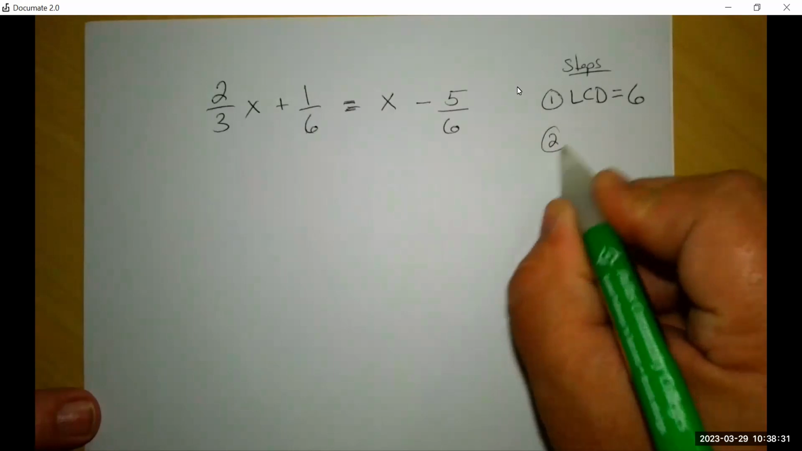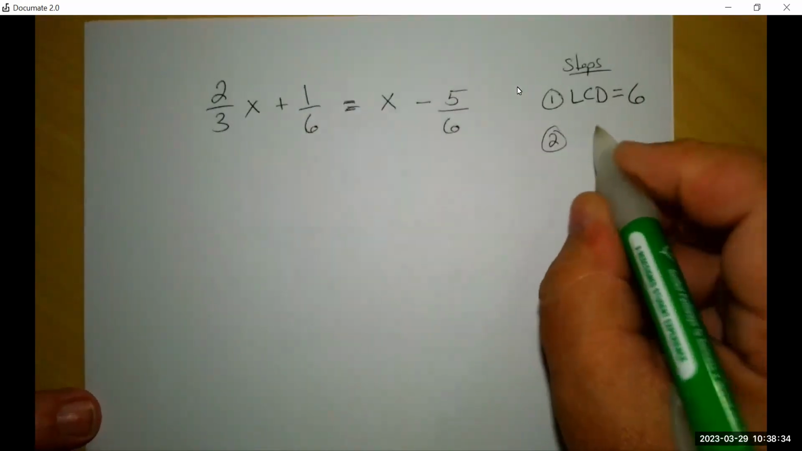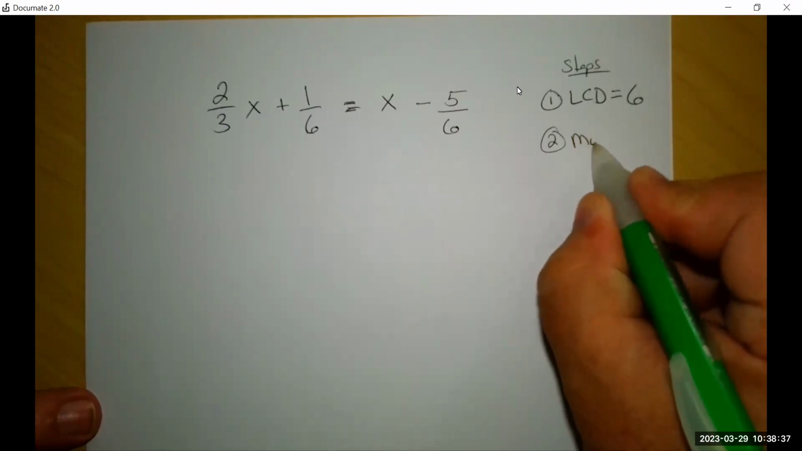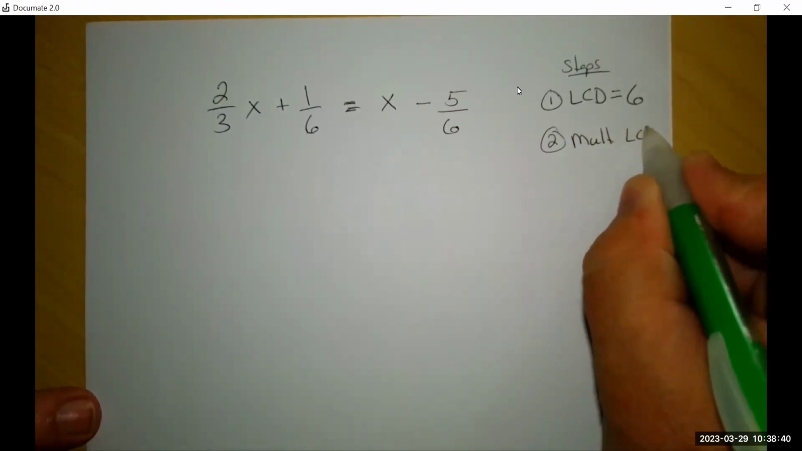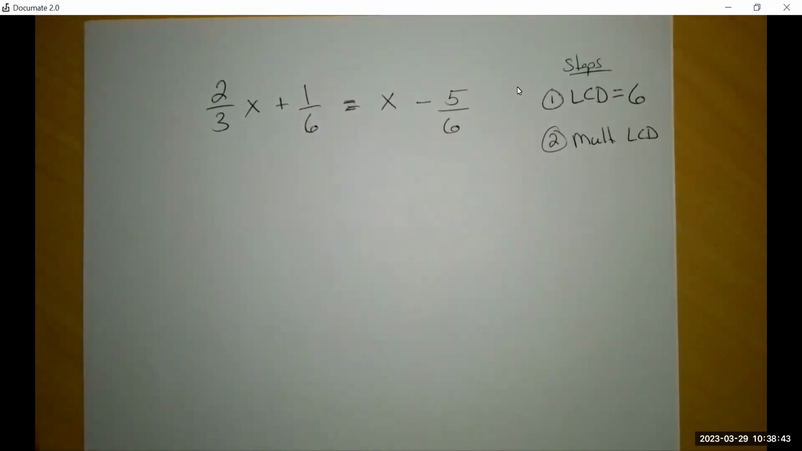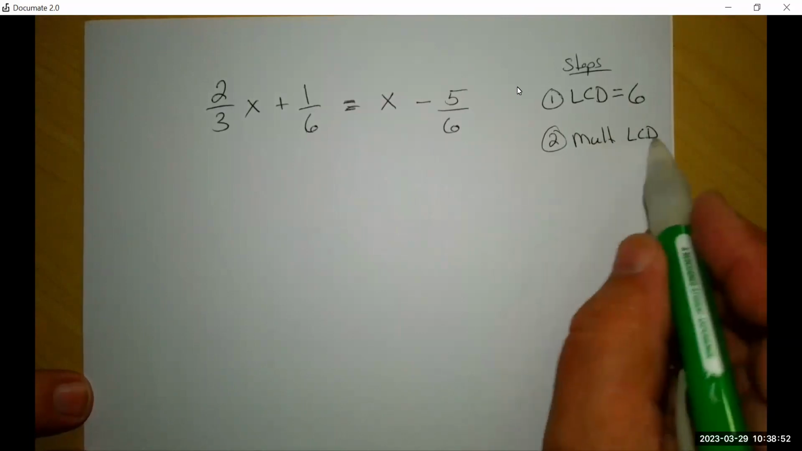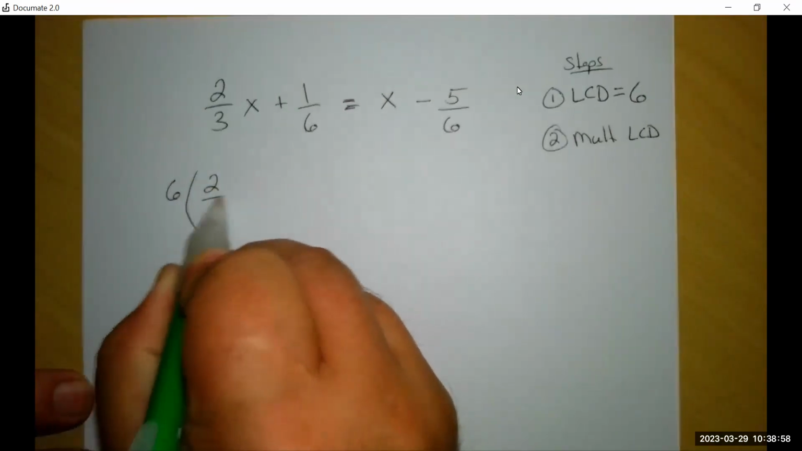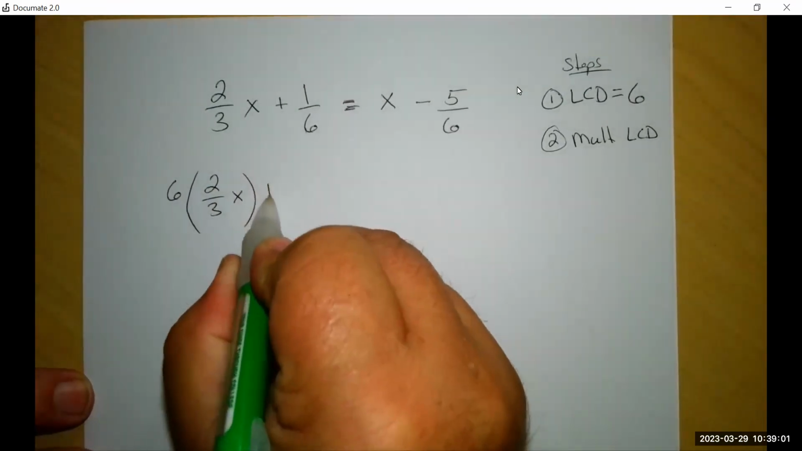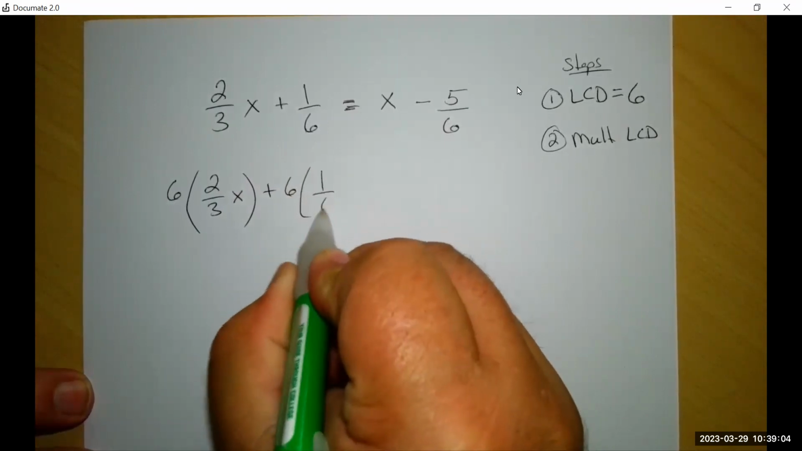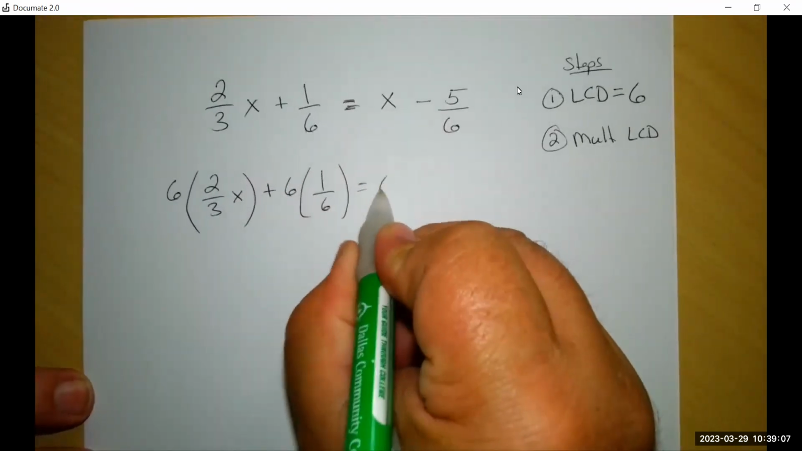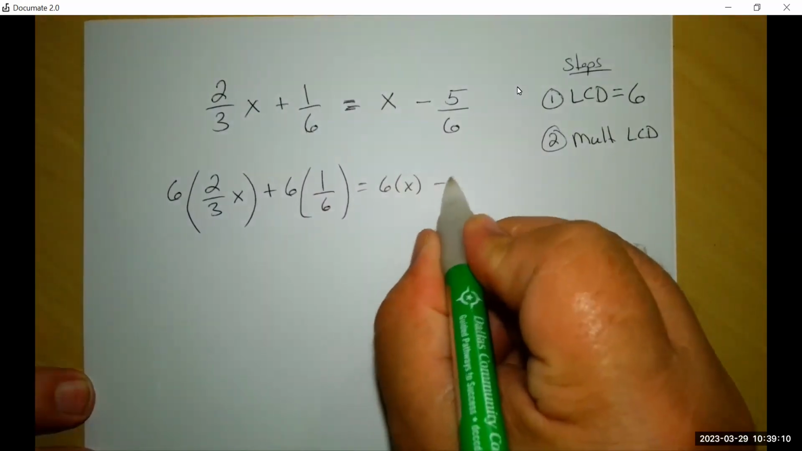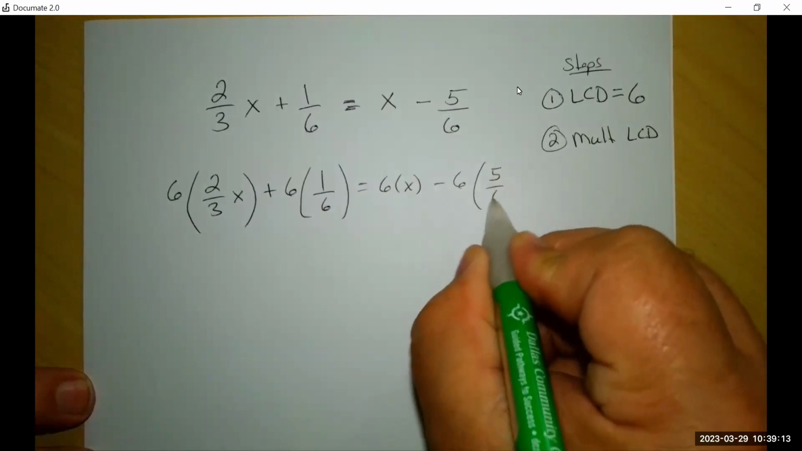Second step, what do you do with the LCD? Multiply the LCD. You have notes. Don't wait to put it on the board. You have notes. Refer to those. The second step you just copied from the board, hopefully, is multiply LCD to each term. So we have 6 times 2 times 3x plus 6 times 1/6 equals 6 times x minus 6 times 5/6.